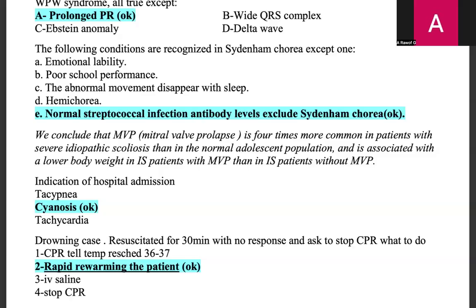Choreic hand: can't maintain extended arms, dinner fork hands, piano player, pronator sign. Choreatic paralysis and severe hypotonia, chorea mollis. All these are the manifestations of Sydenham's chorea.